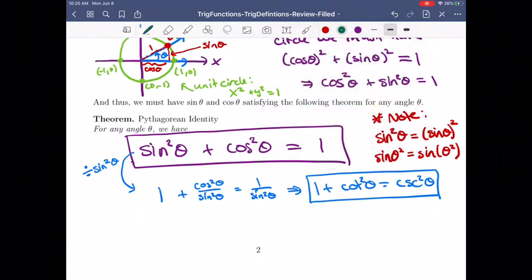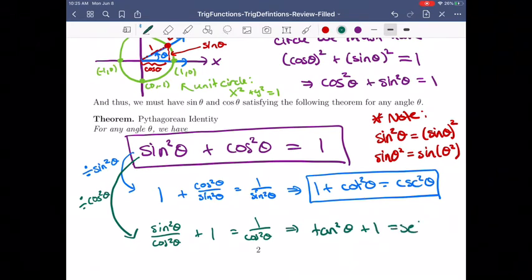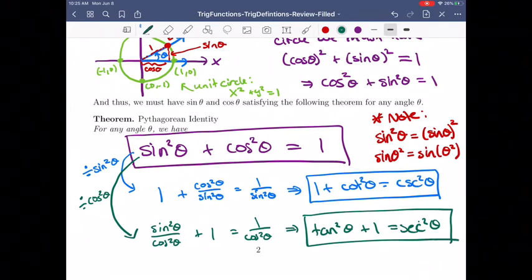Now I could also take this identity and divide by cosine, not cosecant, cos²θ, and then I would have sin²θ over cos²θ plus 1 equals 1 over cos²θ, and that is tan²θ plus 1 equals sec²θ. So I actually get these other 2 for free by just dividing by either sine squared or cosine squared. This one is very important.